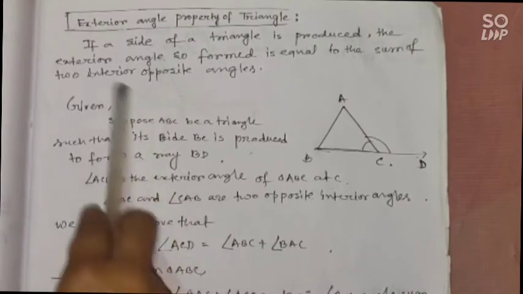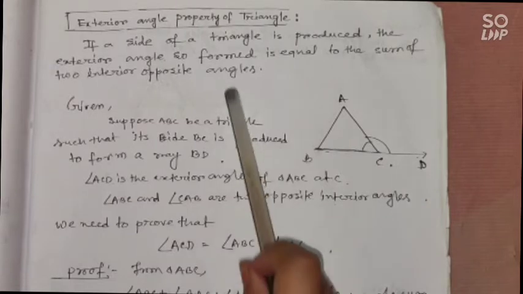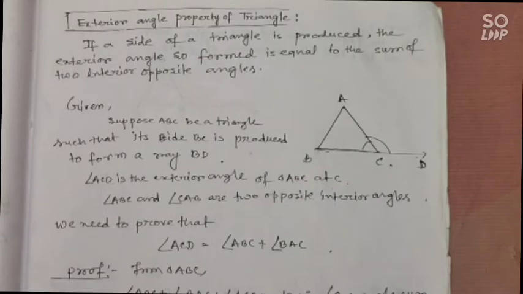So what is the exterior angle property of a triangle? If a side of a triangle is produced, the exterior angle so formed is equal to the sum of the two interior opposite angles. How can you prove this property?